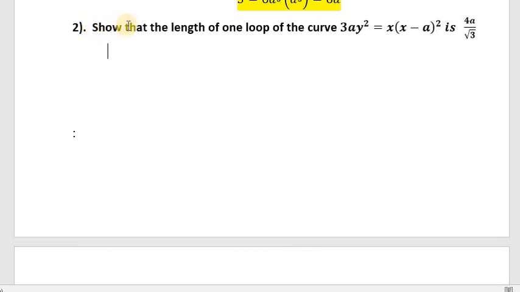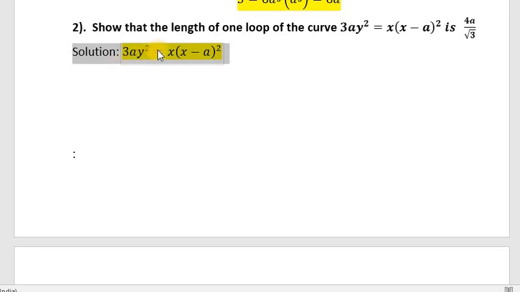Problem 2. Show that the length of one loop of the curve 3ay square is equal to x into x minus a whole square is 4a by root 3. To solve this one, let us consider the given equation, that is 3ay square is equal to x into x minus a whole square.